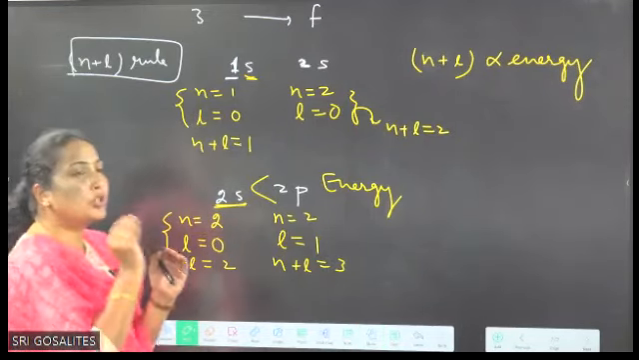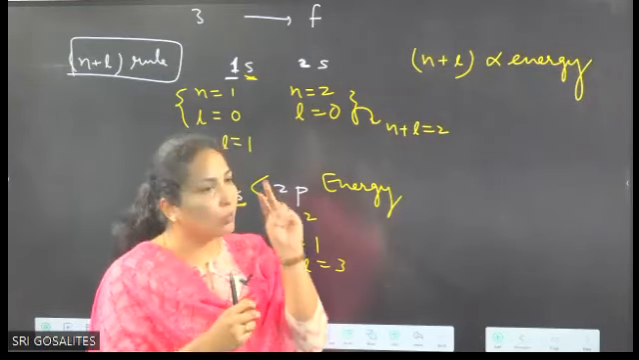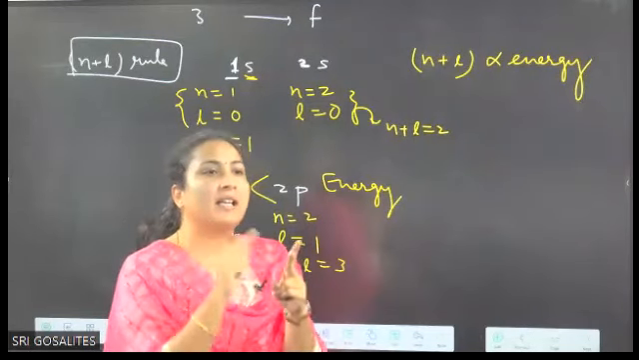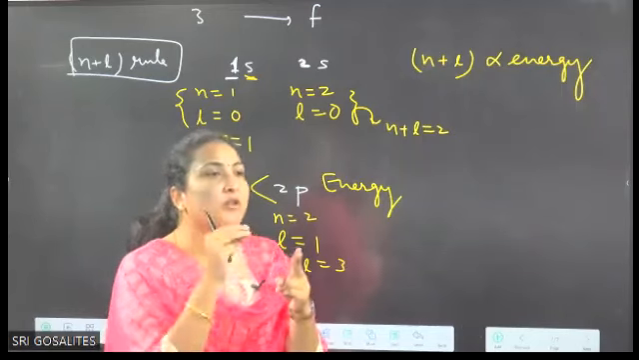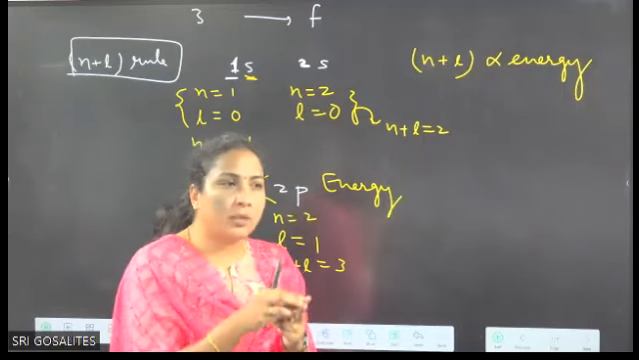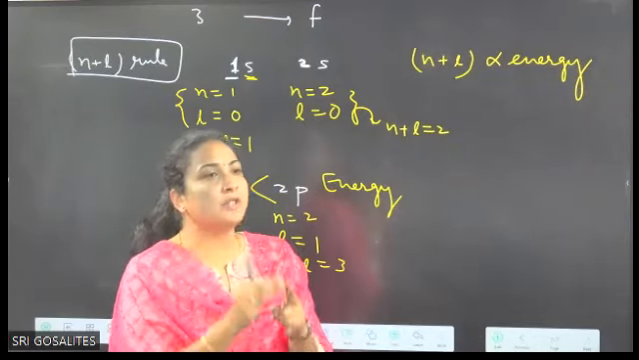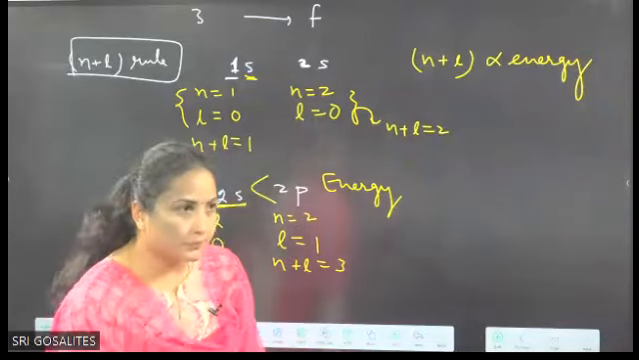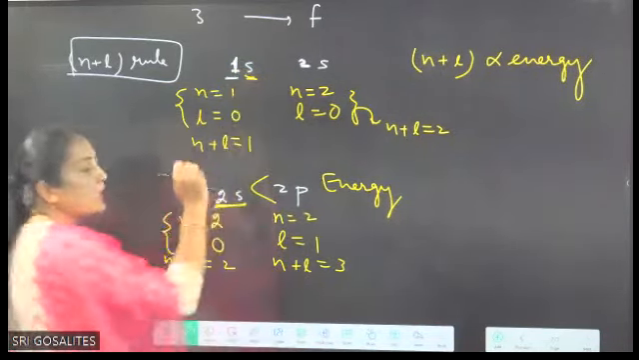See, the thing is, you just read N and L. There are basically 4 quantum numbers, and out of that, we are taking help of 2 of the quantum numbers. One is N and another one is L. Now, the summation of N plus L gives you an idea about the energy of that orbital. If the value of N plus L is higher, we say that the energy is higher.